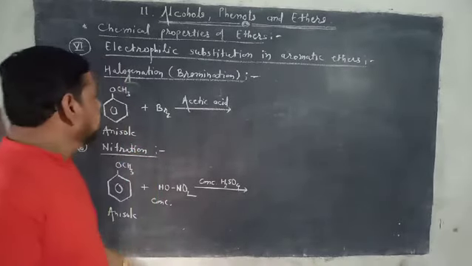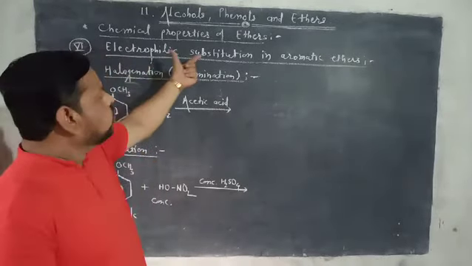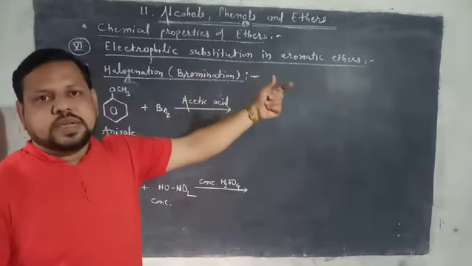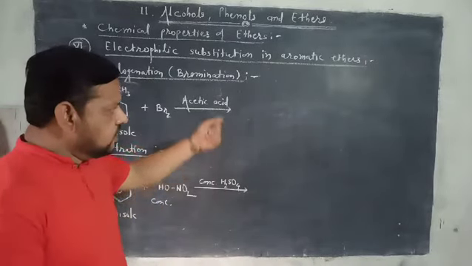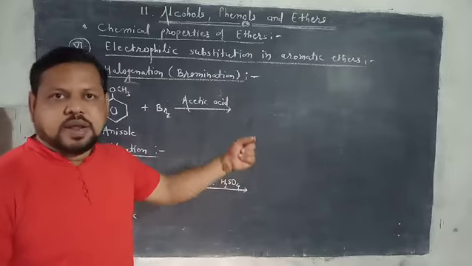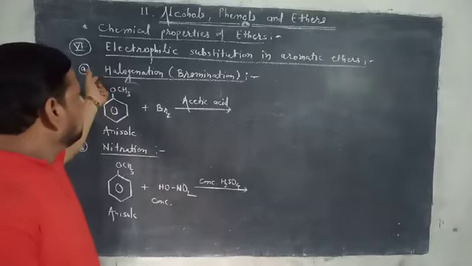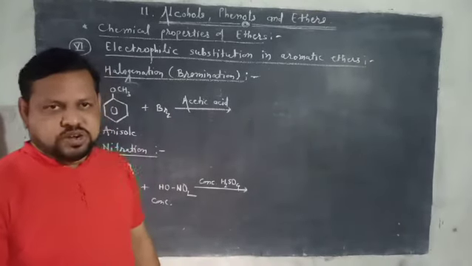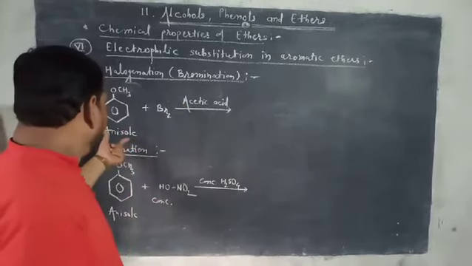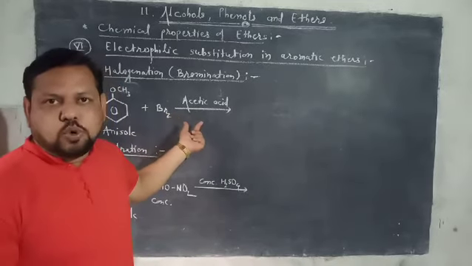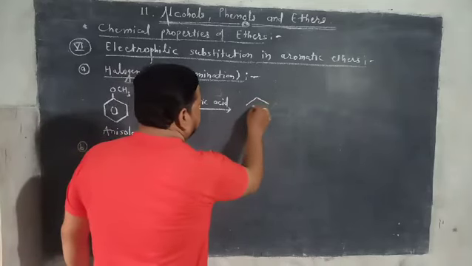Then the next chemical reaction, electrophilic substitution in aromatic ethers. In electrophilic substitution, aromatic ethers give ortho and para products, and the para product is the major product and the ortho product is the minor product. See here, first is halogenation or bromination, that means addition of a bromine atom. When anisole reacts with bromine in acetic acid, it gives two products.